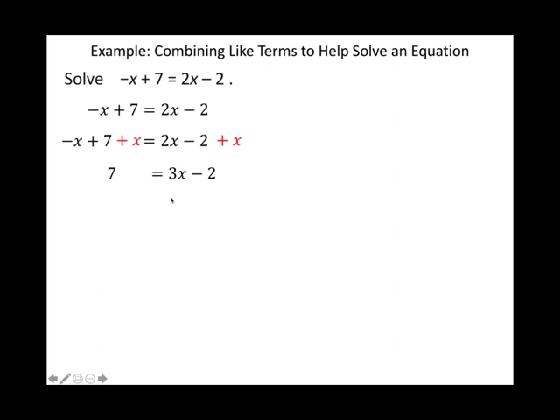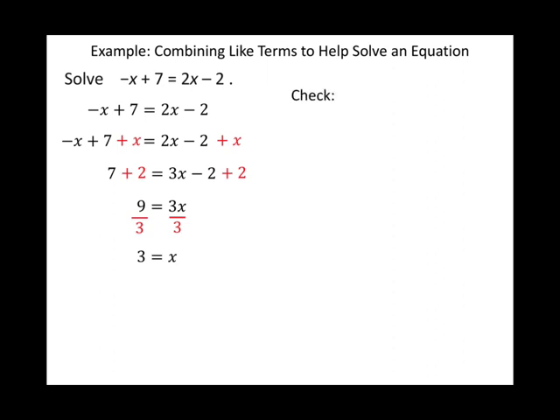Okay, now I want to isolate the variable 3x here. So I'm going to get rid of the negative 2. So I'm going to add 2 to both sides. So you're going to get 9 equal to 3x. And then you're going to divide by 3 on both sides. So 3 equal to x. So x equal to 3.